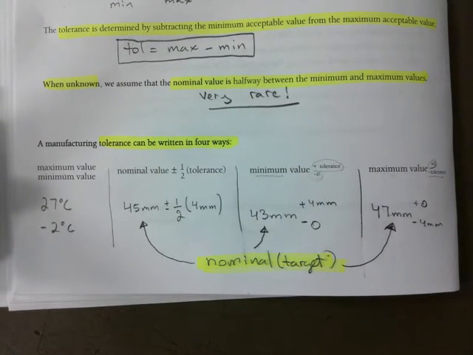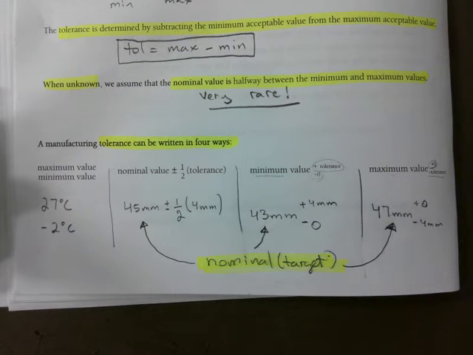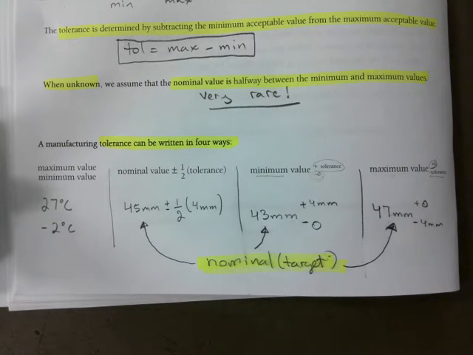They're actually targeting. It's saying, hey, we want 47. We don't want anything bigger. It could be smaller, but we don't want anything bigger than that. Okay, and that's what I want you to remember.